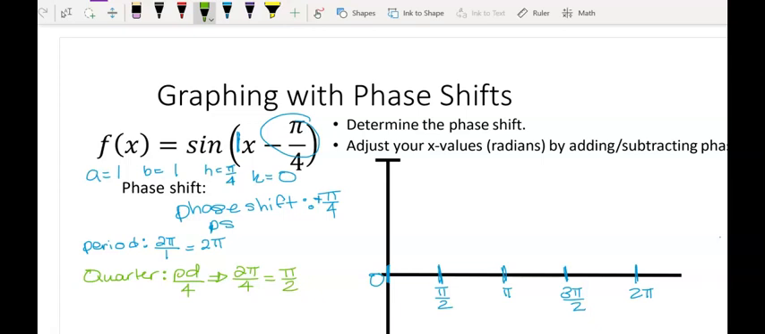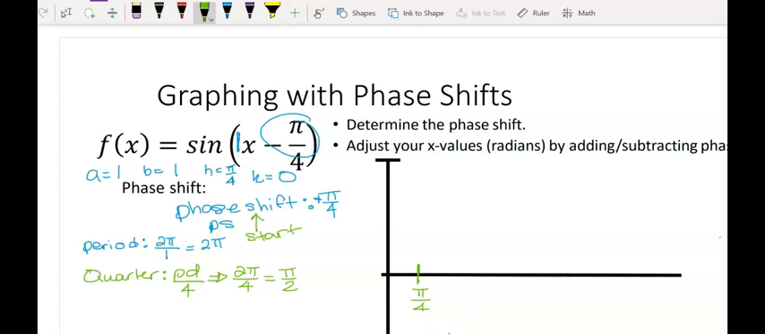So now we're going to label our x-axis according to our phase shift. We're no longer at 0, pi over 2, pi, 3 pi over 2, and 2 pi. We've shifted the whole graph. Instead of starting at 0, we've shifted it right so that we're starting at pi over 4 now instead. So I'm going to erase these because that's no longer where we're at. The phase shift represents the start of your graph now. My graph is no longer at 0, it's now actually at pi over 4. So I'm going to mark that first, pi over 4.